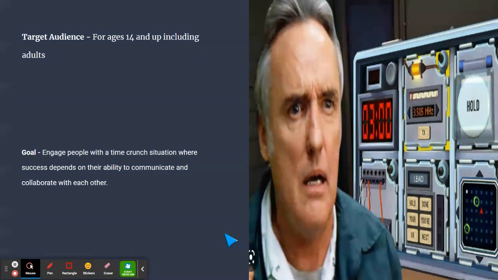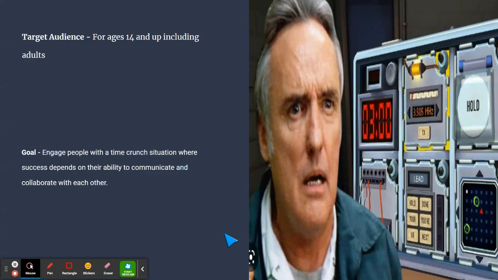So the target audience is for ages 14 and up, including adults. I put 14 because that's pretty much where I think the puzzle skills to solve and being able to interpret the instructions would be at. Some of the puzzles are complicated for even adults.